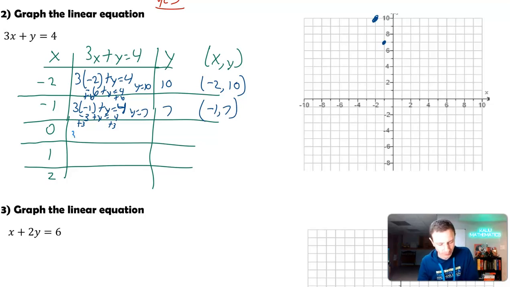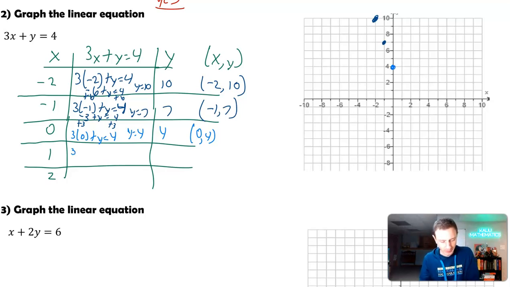Next one, 0. So 3 times 0 plus y equals 4. So 3 times 0 is 0. So I just have 0 plus y equal to 4. 0 plus y is y. So y is equal to 4 on that one. Not really much work to do there. So 0, 4.